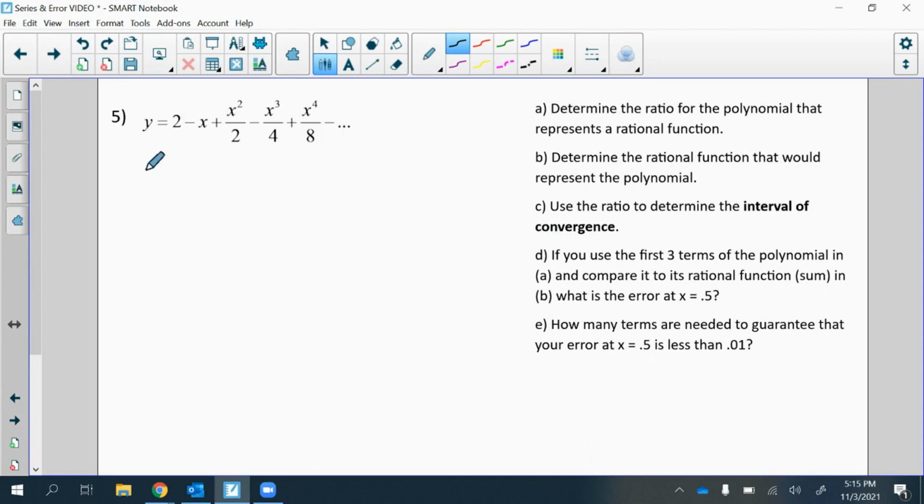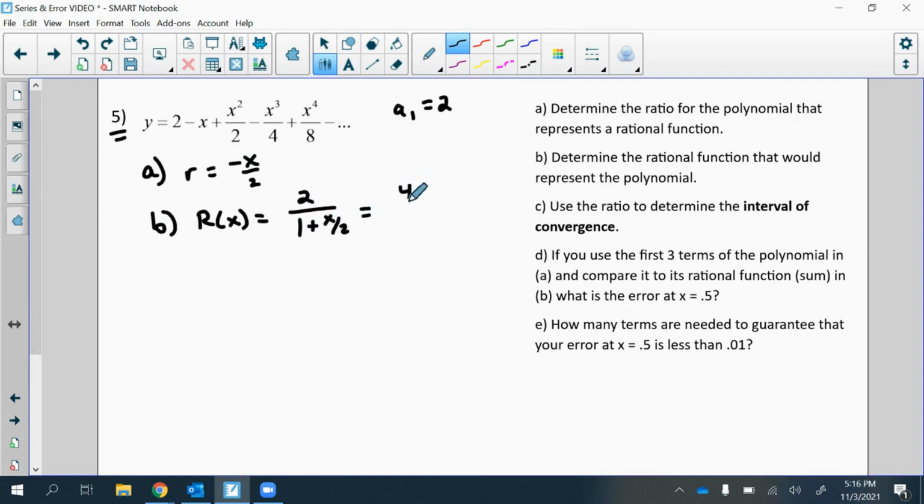Now let's look at this last problem. First of all, my A1 is 2, and my ratio in number 5, which is the one we're doing, is negative x over 2. So my rational function here is 2 over 1 minus negative x over 2, or plus x over 2. If I simplify this by multiplying everything by 2, here's my rational function: 4 over 2 plus x. Then if I want to take the absolute value of r and set it less than 1, my interval of convergence is negative 2 to 2.